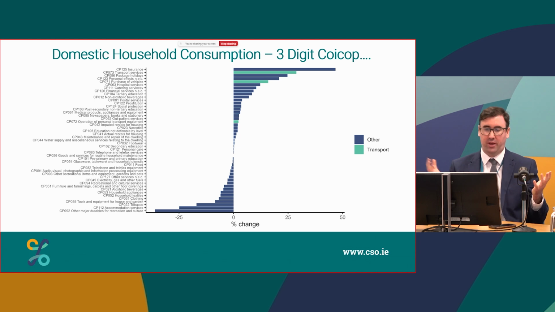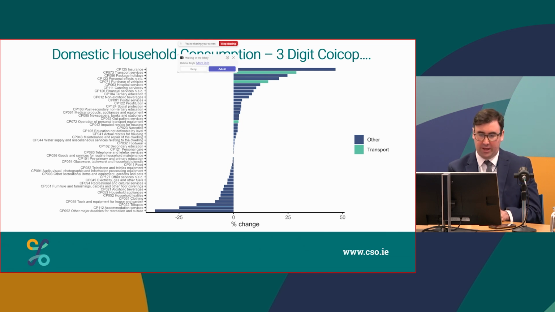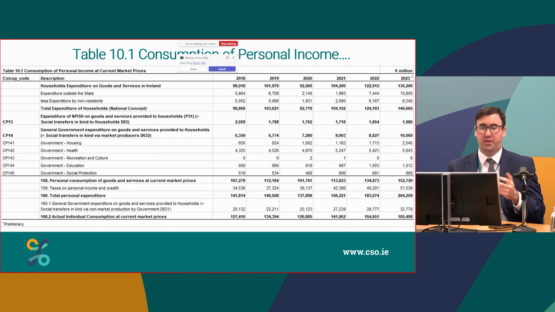We could do the same thing for transport, which had the second highest growth rate. At a three-digit COICOP level, transport services had the largest growth rate. Purchases of vehicles also had a significant growth rate, and then operation of personal transport equipment is more middle of the road in this distribution of growth rates. All this additional detail is available in 10.1 of our release.